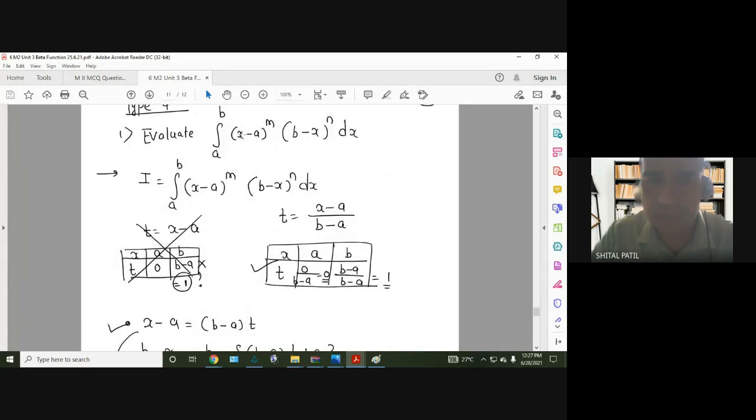Integration from a to b, (x minus a) raised to m, (b minus x) raised to n dx, and the substitution is t equal to (x minus a) divided by (b minus a). So understanding substitution is very important. Let me start with this example, and we'll see how we can solve the remaining examples also.